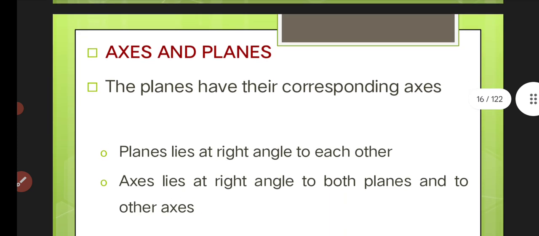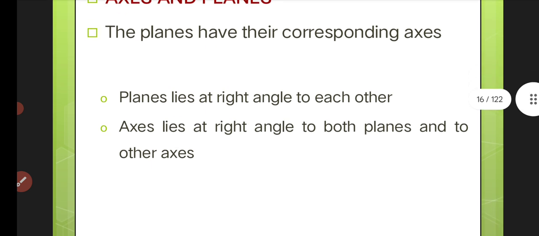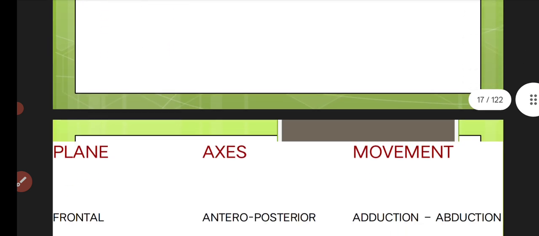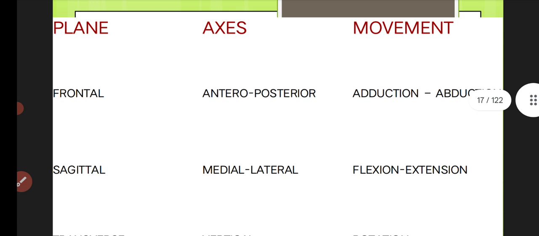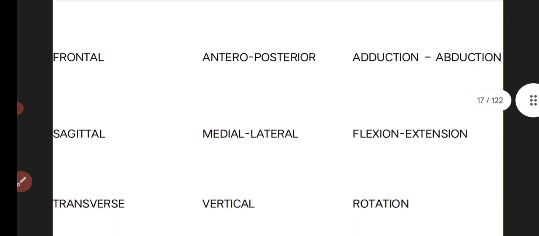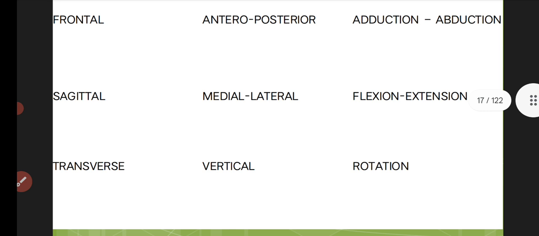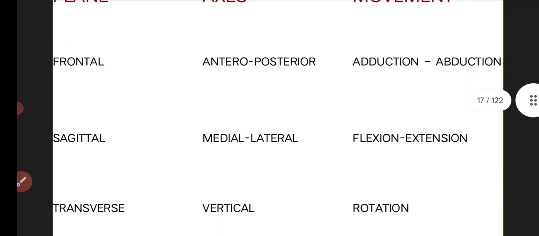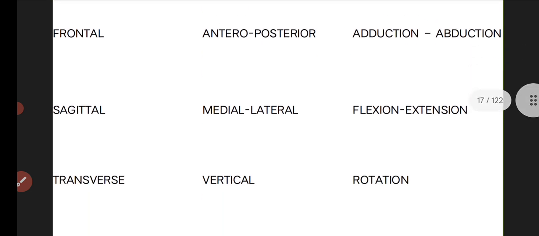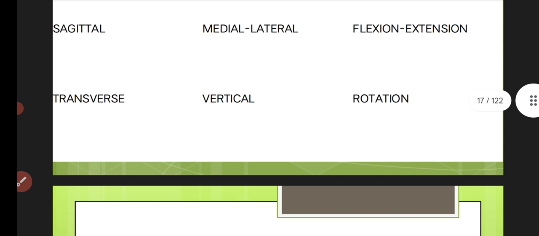In axis and planes, you all know the axis and planes. In the frontal plane, the axis is the anterior posterior axis, and the movement is abduction adduction. In the sagittal plane, the axis is the medial lateral axis, and the movement is flexion extension. In the transverse plane, the axis is the vertical axis and the movement is rotational movement. Okay.